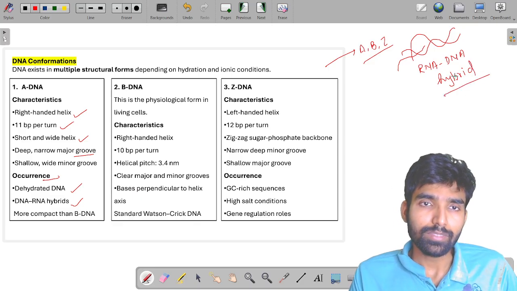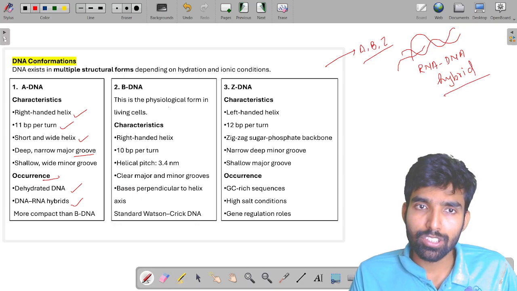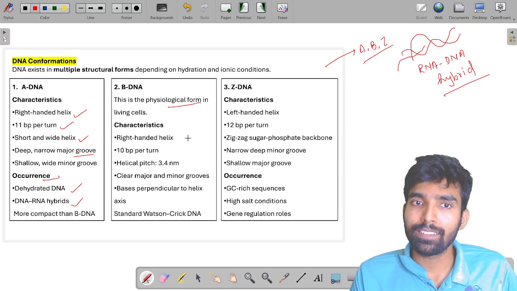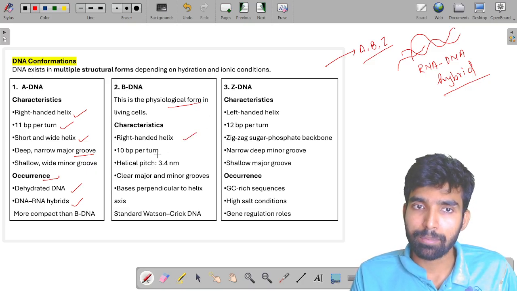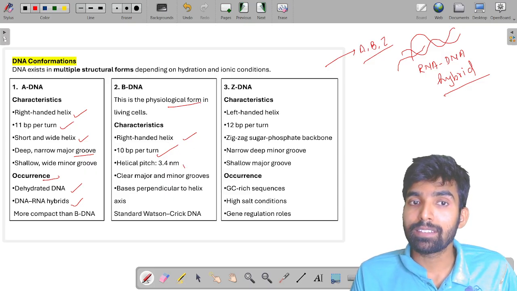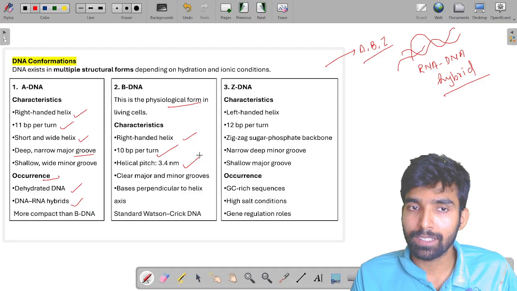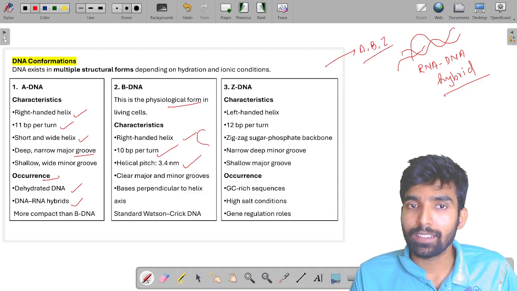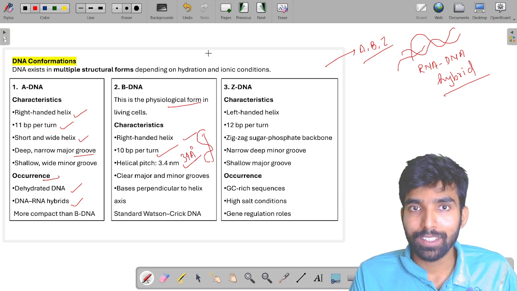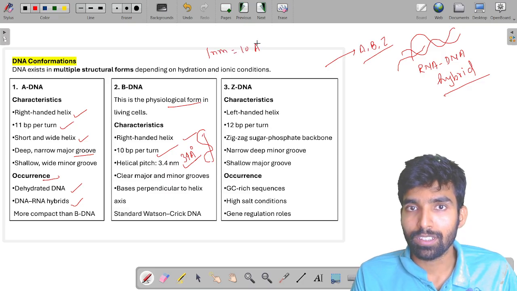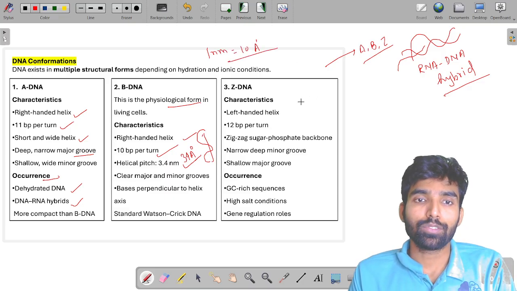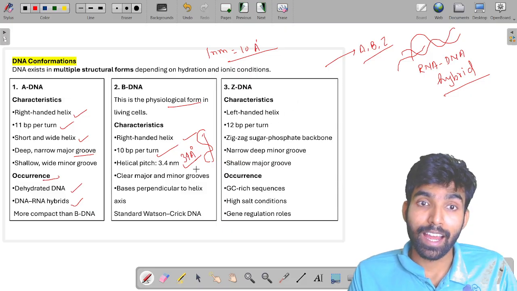Next is B-DNA. This is the physiological form of DNA in living cells. This is right-handed, 10 base pairs per turn, and in case of A-DNA remember it's 11 base pairs per turn. Helical pitch is approximately 3.4 nanometer. Helical pitch means this one, 3.4 nanometer or 34 Angstrom. I hope you know that 1 nanometer equals 10 Angstrom, right? Bases are perpendicular to the helix, standard Watson-Crick.